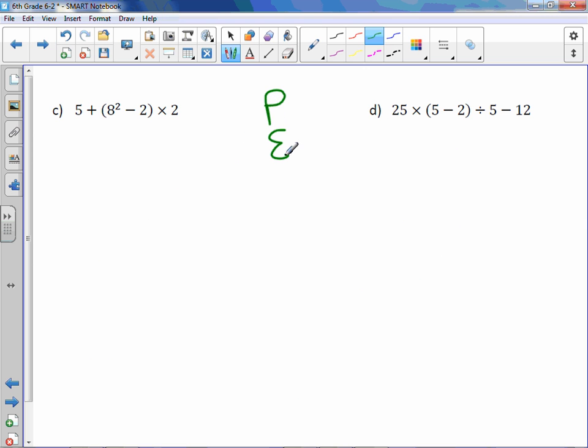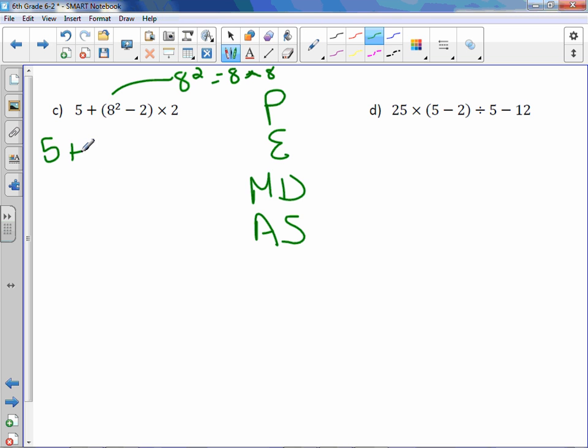Okay, once again, let's write out PEMDAS. Please excuse my dear Aunt Sally. Parentheses. I have 8 squared minus 2 in the parentheses, but I need to take care of that 8 squared first before I can subtract. 8 squared is the same as 8 times 8, or 64.